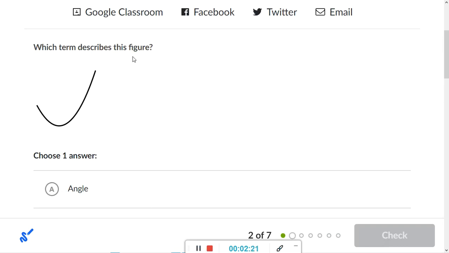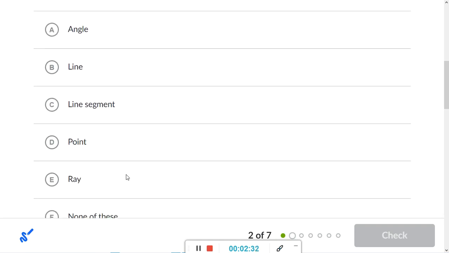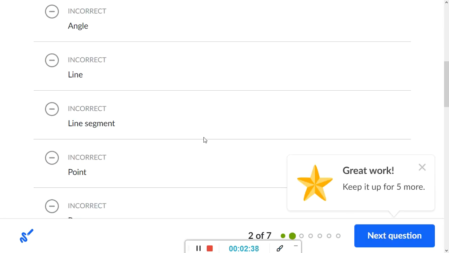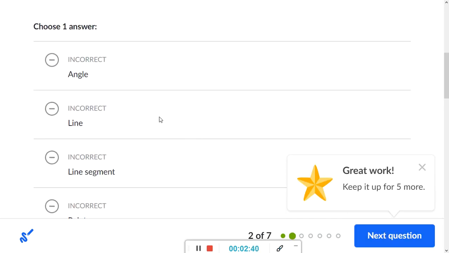Okay, which item describes this figure? This right here is a curve. Okay, so it cannot be considered a line or a ray or a segment, and it's certainly not an angle. Okay, and it's not a point, so it's none of these. Okay, if it were a line or a line segment, it would have to be straight.